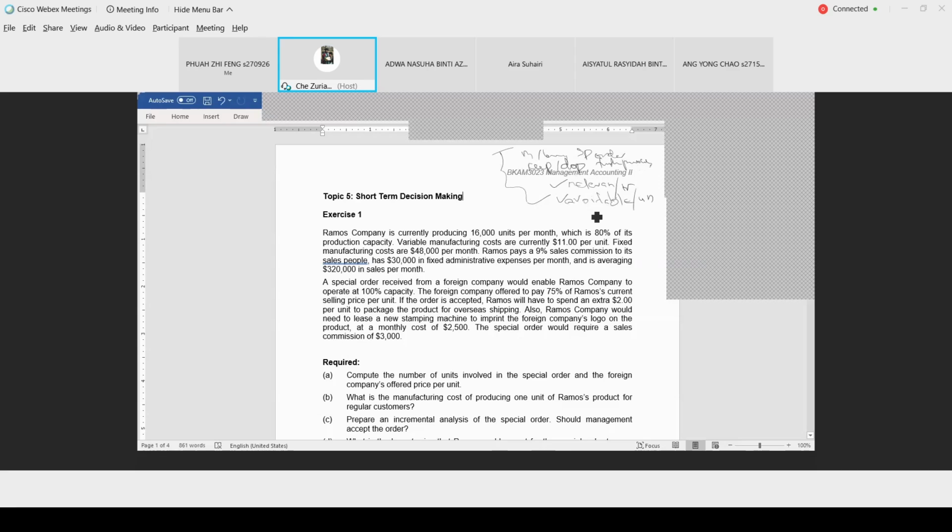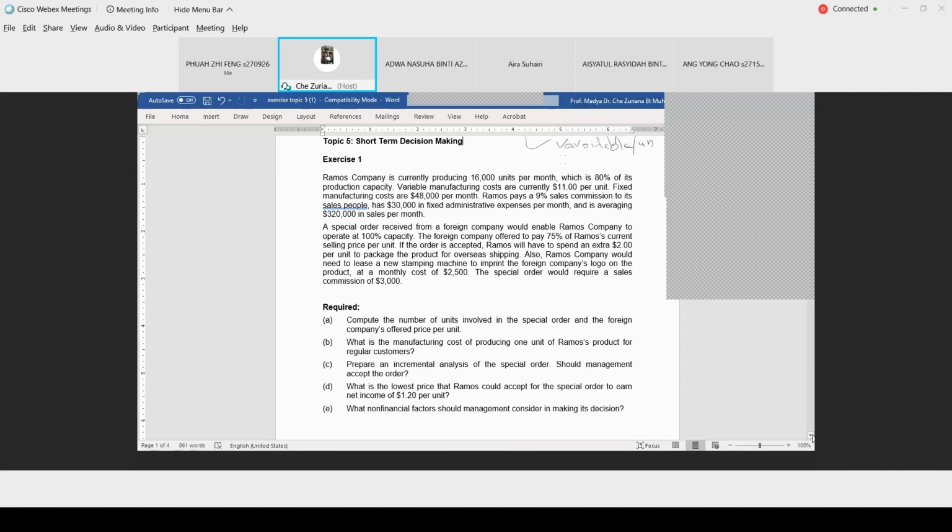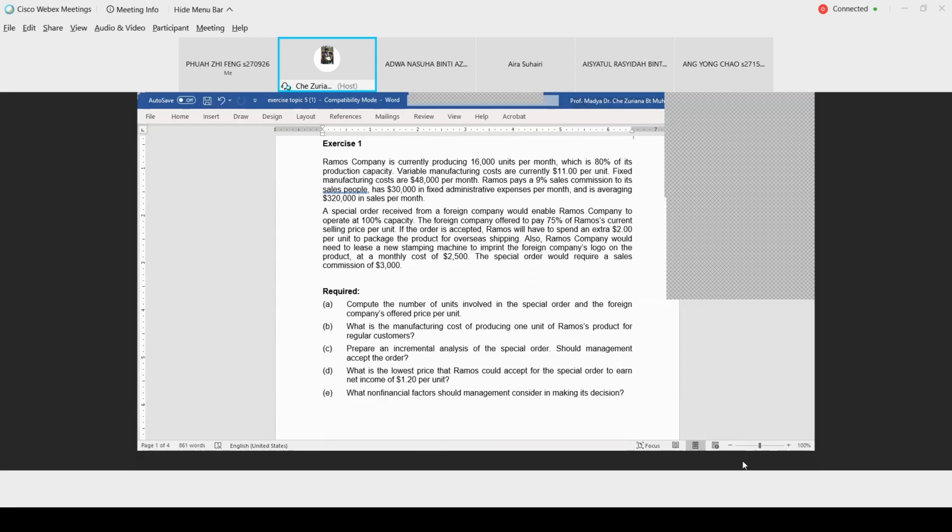Okay, so this question, what do you understand with this question? We proceed if you have no questions regarding our previous lecture. So I think we proceed with the exercise. Okay, exercise 1. What do you understand with exercise 1? This one is a special order question, right? This one is a special order question.